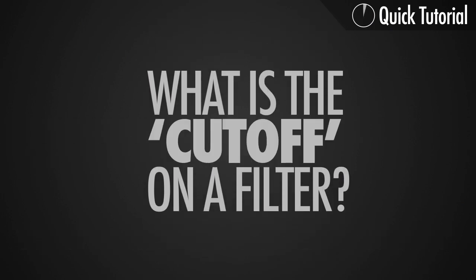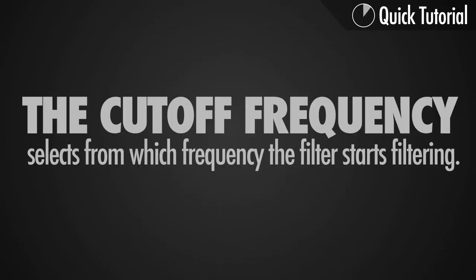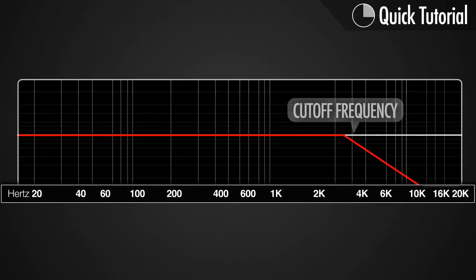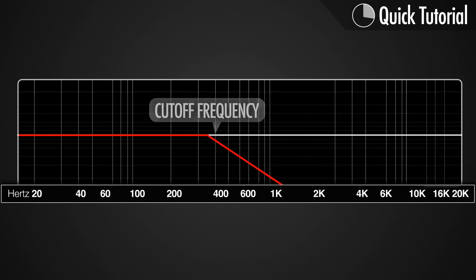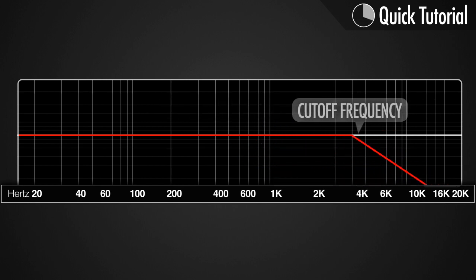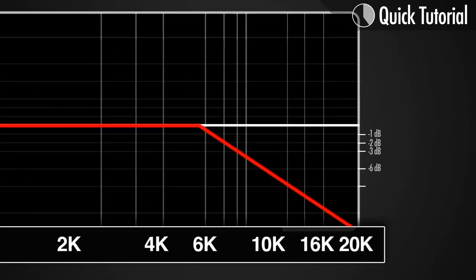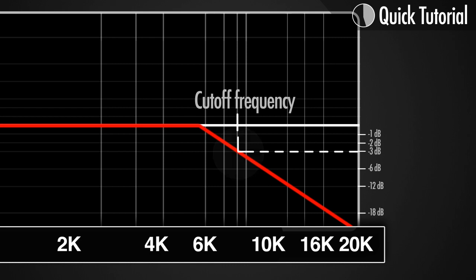What is the cutoff on a filter? The cutoff is the cutoff frequency from where the filter starts filtering. So the cutoff frequency on a low-pass filter is the frequency from where the filter actually starts removing the high frequencies. The cutoff frequency is actually the point where the output level is 3 dB lower than the input level, so it's not exactly the point where the filter starts working.